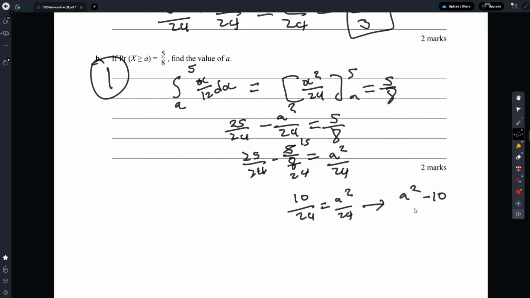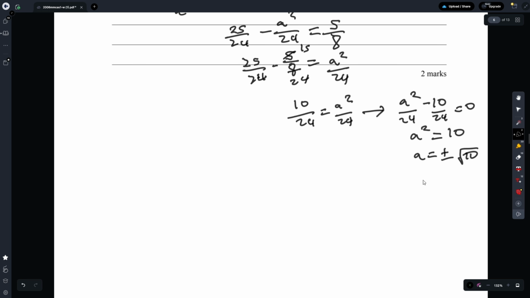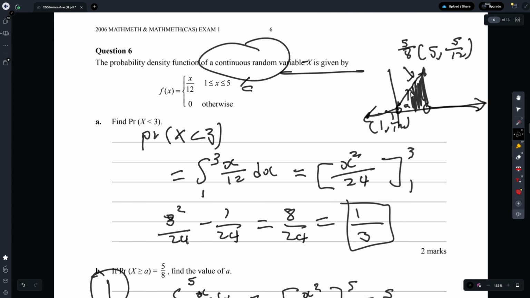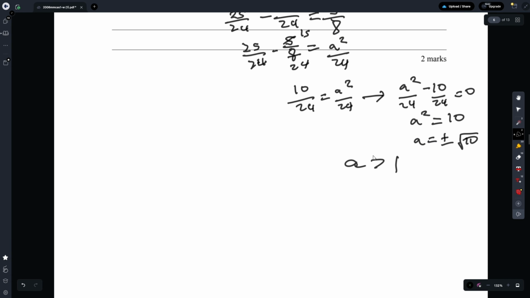A squared minus 10 over 24 equals 0. A squared equals 10. A equals plus minus root 10. Are we done yet? No. We have to remember that A is actually greater than 1 in this case. Because look, A can't be at any point before 1, as this is our domain right here. A can't be any point before 1 or after 5. So that means that A is equal to root 10. This is our first way of doing it.